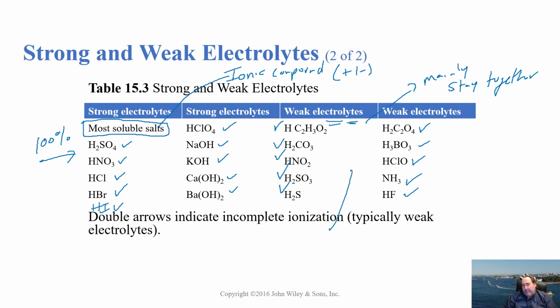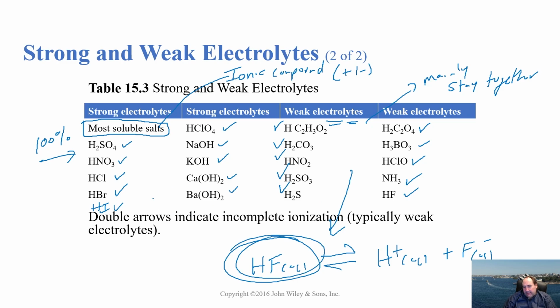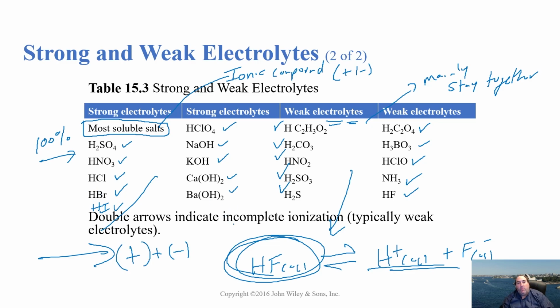So all these guys here will have those two-way arrows, which means they're going to break apart a little bit in solution, but mainly stay together. So in solution, mainly this guy and a little bit of these guys on that side. And all these guys are pretty much one-way streets. They're all just going to break apart into your ions, your cation and your anion, and conduct electricity really, really well.